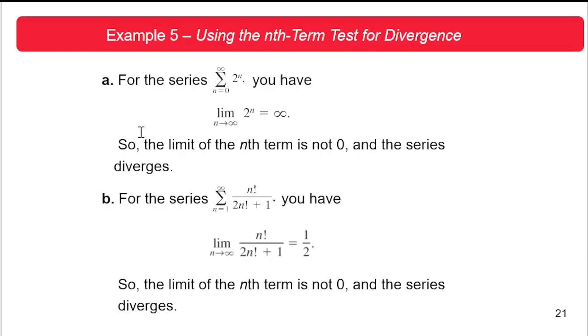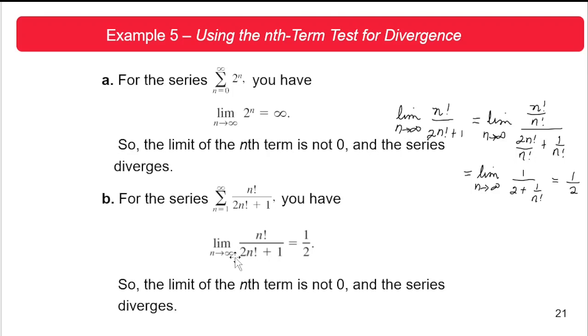As an example, suppose you're given the series summation of 2 to the n, where n is from 0 to infinity. To check whether this series converges or diverges, we have to evaluate the limit of the n-term. The limit of 2 to the n as n approaches infinity is equal to 2 to the infinity, which is infinity. Because the limit is not equal to 0, we can therefore conclude that this series diverges.